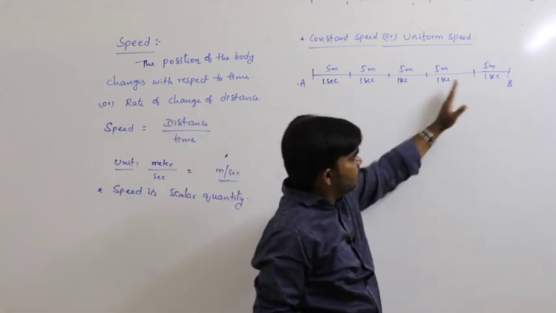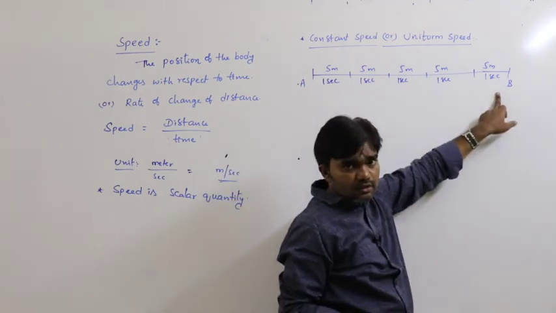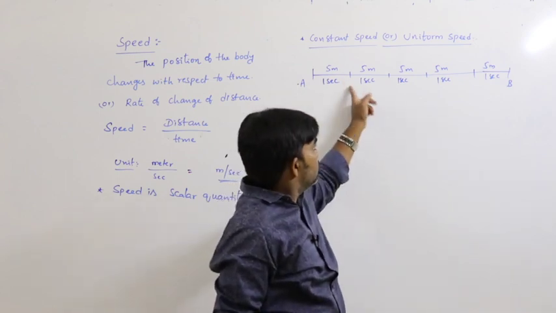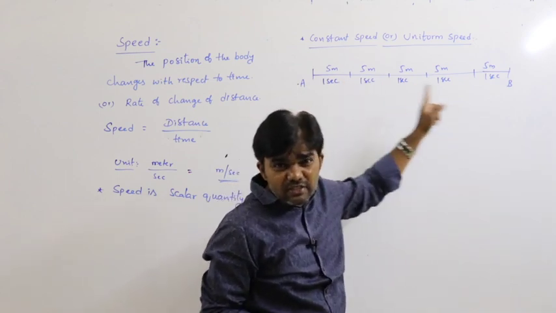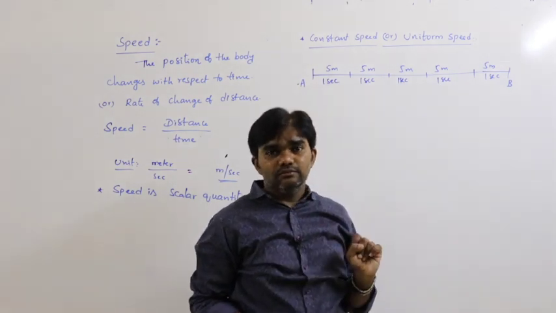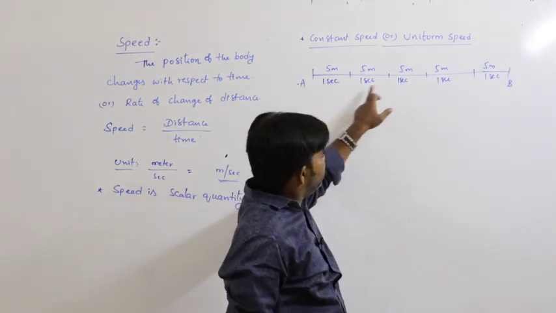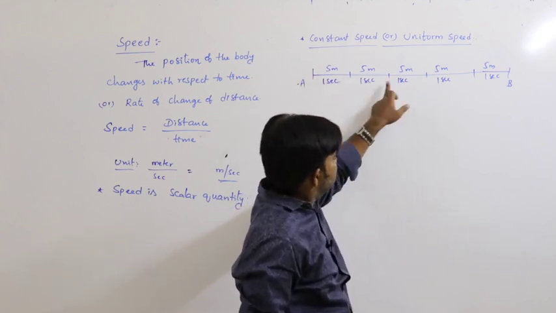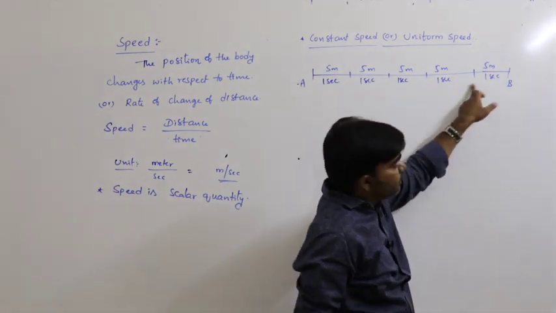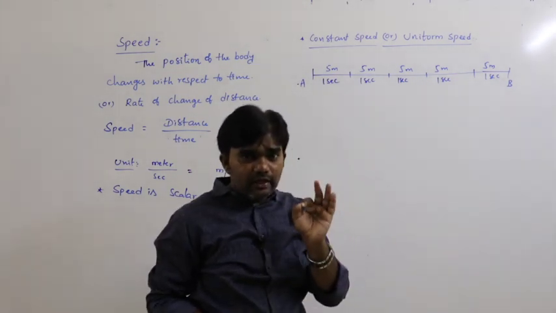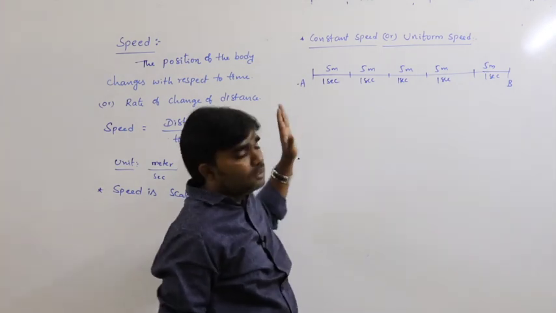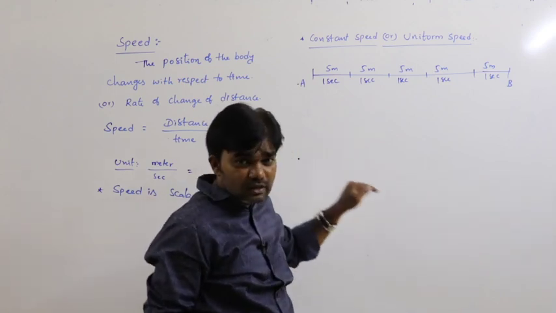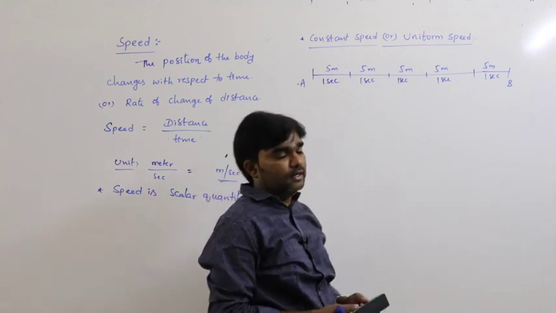In each and every case, see here, it divides into 5 positions. Each position consists of 5 meters. The time taken to travel from one position to the next in each and every situation is 1 second. So each and every position it takes only 1 second. So that means the body is moving with uniform speed, or uniform velocity, or constant speed.